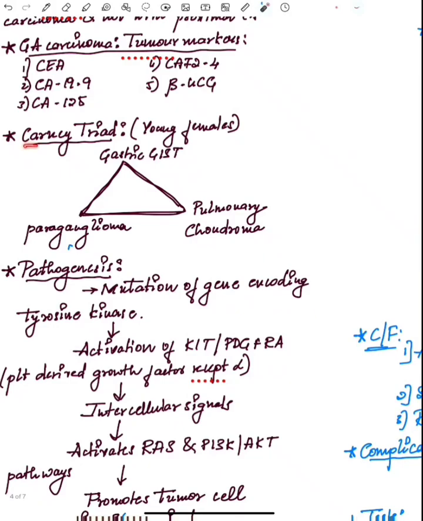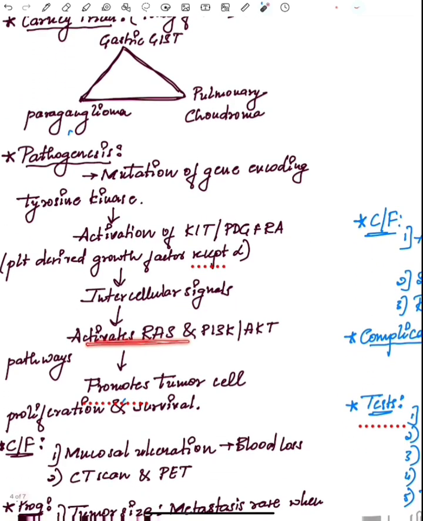The important triad here we can see is Carney's triad. Carney's triad is mainly seen in young females. The triad comprises gastric GIST, paraganglioma, and pulmonary chondroma. The pathogenesis of this is a mutation of the gene encoding tyrosine kinase. Then there will be activation of KIT or platelet-derived growth factor receptor alpha. This leads to intracellular signals. These intracellular signals activate RAS and PI3K or AKT pathways. Then this promotes tumor cell proliferation and survival.